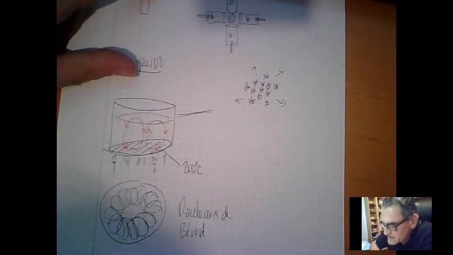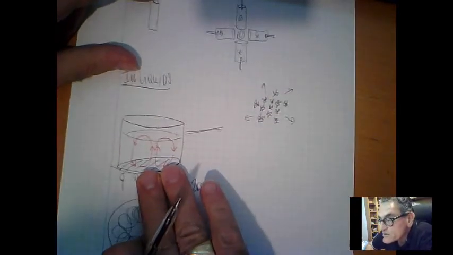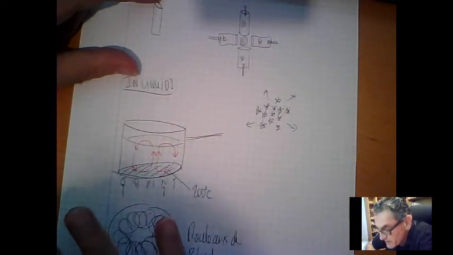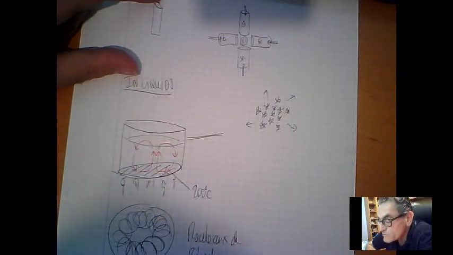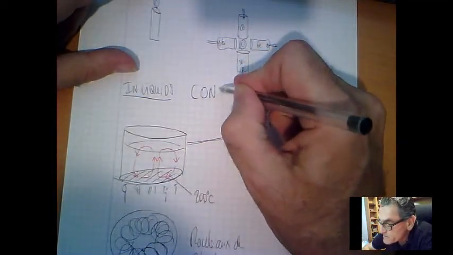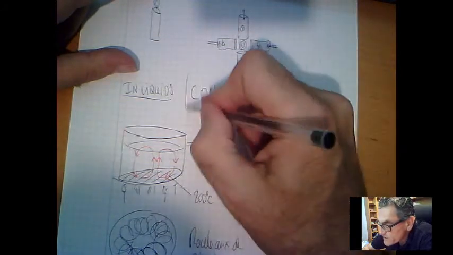This happens in any fluid that you warm up. Of course, this doesn't happen for solids, because inside solids matter doesn't move, but inside liquids matter moves. And so inside liquids we have this mechanism of heat transfer, which we call convection.